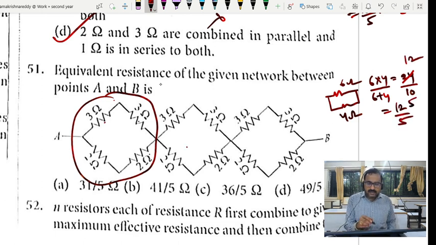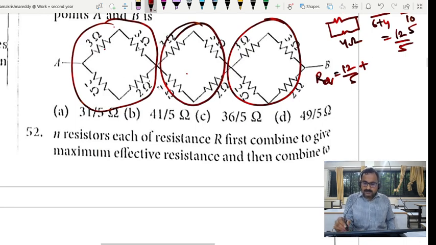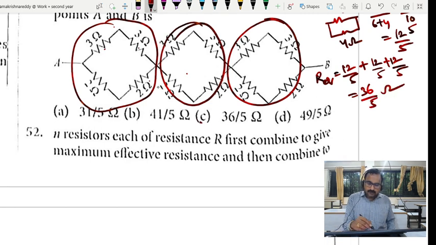Like that, how many combinations are there? Another combination, another combination. So totally 3, all in series combination. Therefore, R equivalent is equal to 12 by 5 plus 12 by 5 plus 12 by 5. That is equal to 36 by 5 ohms.